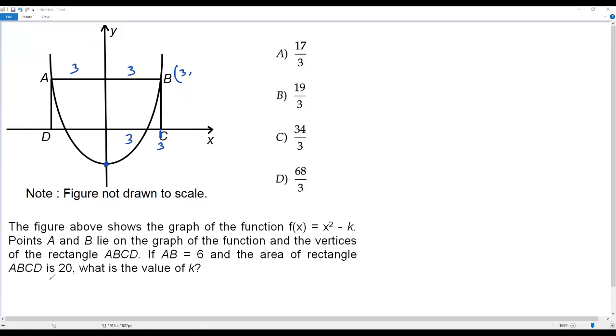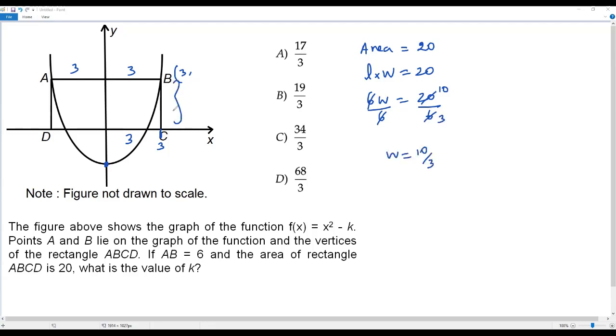For that, let me use the information that the area of the rectangle ABCD is given, that is 20. So let me write it over here. Area of rectangle ABCD is 20. We know the formula to find the area of a rectangle, that is length times width is equal to 20. We know that the length of the rectangle is given by AB, that is 6. 6 times W equals 20. Now to solve for W, I divide both sides by 6, then the 6 will cancel out. 2 goes into 20 10 times and 2 goes into 6 3 times. So I am getting the width of the rectangle as 10 over 3.